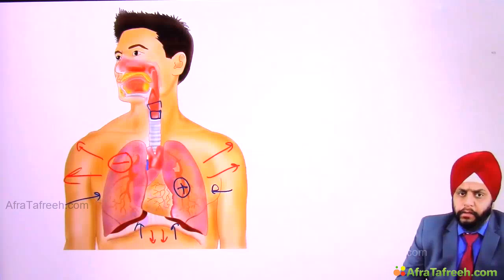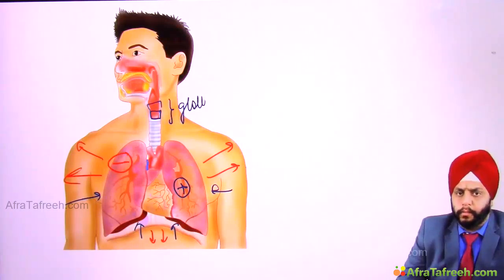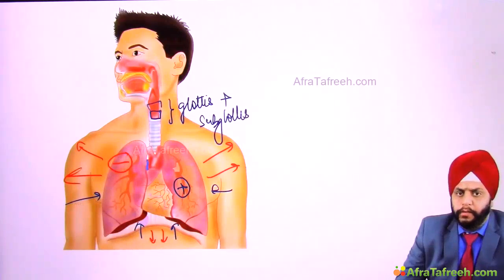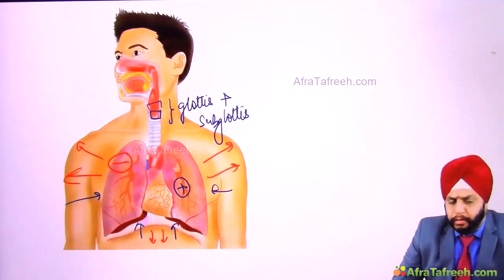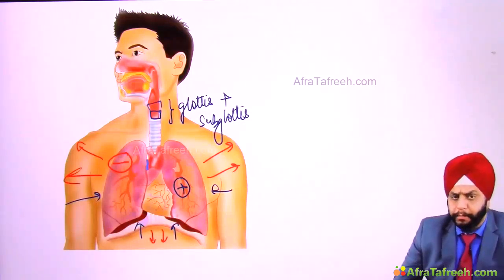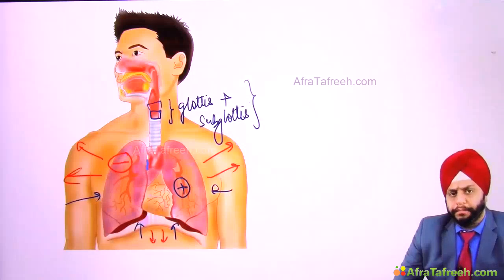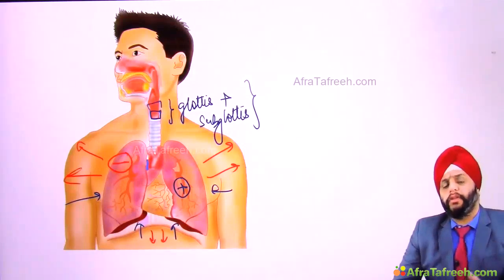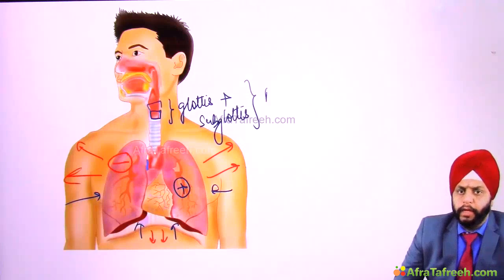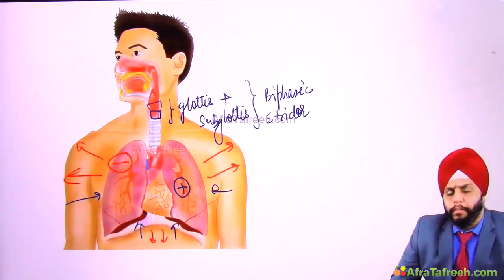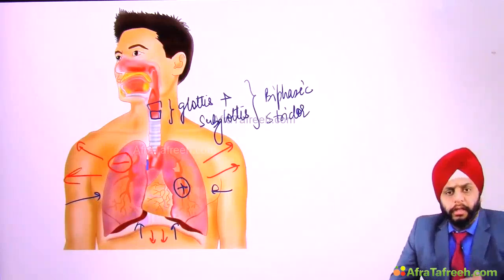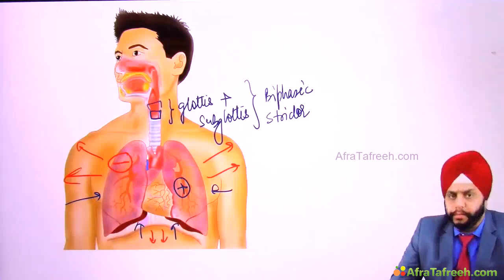So at glottis and subglottis, suppose there is some mass. There is a mass, like we just discussed, there is a membrane, laryngeal web. Whatever this is, it will block the airway, both during inspiration and expiration. So we will have a biphasic stridor. We will always have a biphasic stridor for any lesion that is there in the glottis and subglottis.